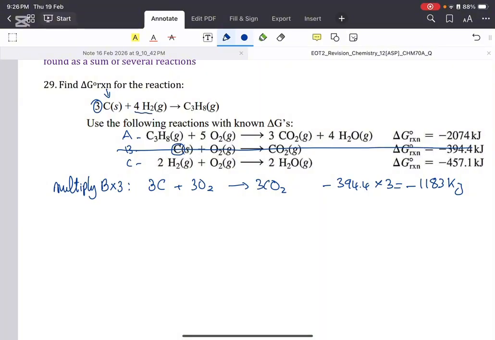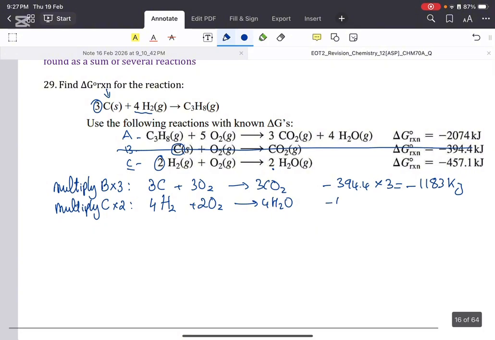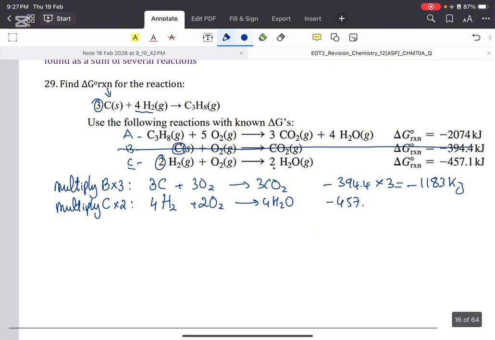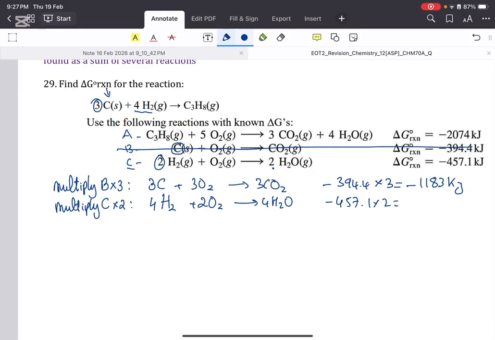Now I'm going to look for hydrogen. I'll find it in equation C. And I need it to be 4 instead of 2. So I'm going to multiply equation C by 2. So 2 times 2, that's 4 hydrogen plus 2 oxygen, and then 2 times 2, that's 4 H2O. And again, this negative 457.1 is going to be multiplied by 2, and that is equal to negative 914.2 kilojoule. And I'm done with this one.